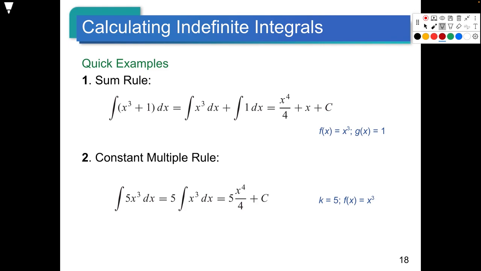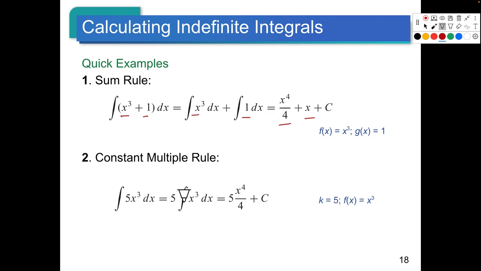Okay. Sum rule. Notice we've got x to the 3rd plus 1, so we could take those individually. Again, we've done this in that first step. So just integrate, and integrating is just the 2 steps backwards, right? First add 1 to the exponent, then divide by that new exponent. Pretty much all we need to do.